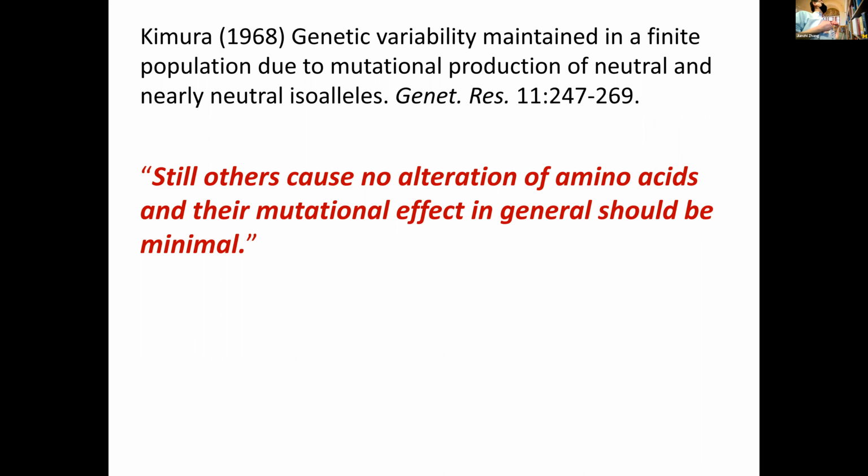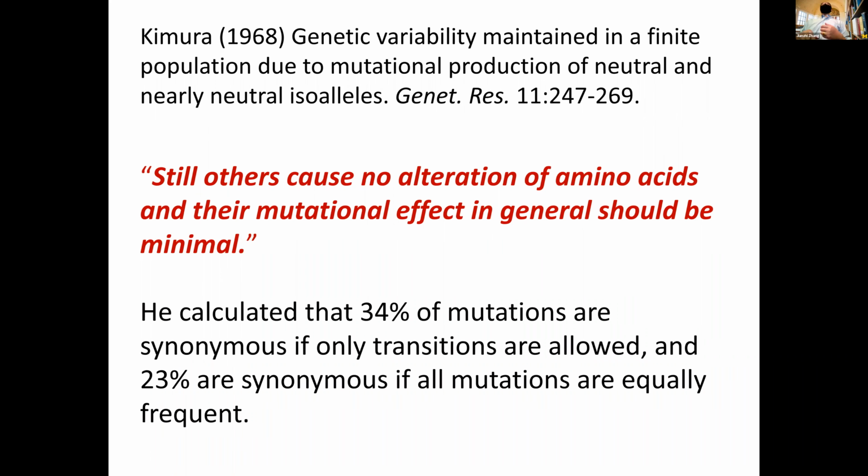In the end, he said, still others cause no alteration of amino acids, and their mutation effect in general should be minimal. He was talking about synonymous mutations. And he went on to calculate, based on the genetic code table, what fraction of mutations would be synonymous. He said, if all mutations were transitions, then 34% would be synonymous. If transitions and transversions are equally likely, then about 23% will be synonymous. So between a quarter to a third of mutations are synonymous.